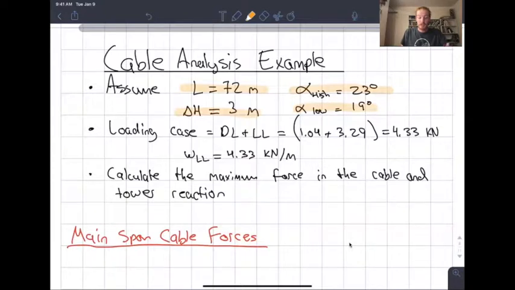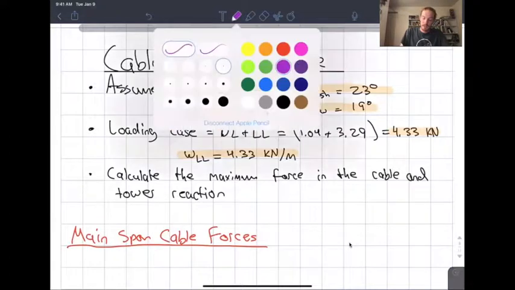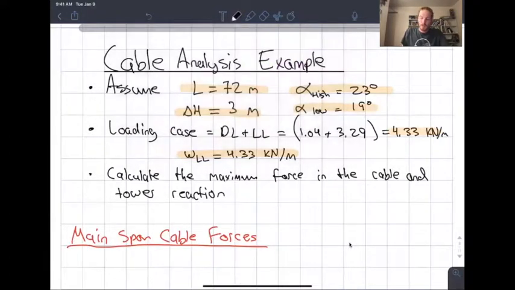Now I want us to do this cable analysis considering the loading case of dead load plus live load, which corresponds to live load sag, right? I chose this geometry because it's the same loading case we had when we calculated the loads for a 72-meter bridge, and that came out to be 4.33 kilonewtons. So our distributed live load is 4.33 kilonewtons per meter. I missed a unit there, it should be kilonewtons per meter.